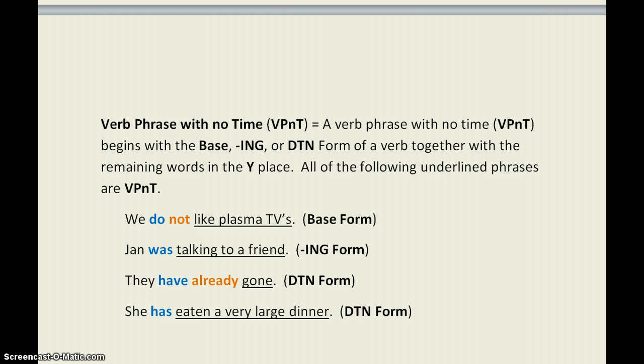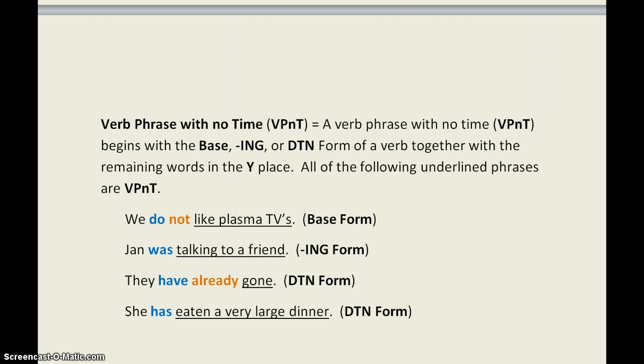We do not like plasma TVs. We is the subject, the X word is do, not is the M word. Like plasma TVs is in the Y. Like is the base form. Like plasma TVs is a verb phrase with no time. We say it's a verb phrase with no time because do ties with the present. Like plasma TVs doesn't tie with time.